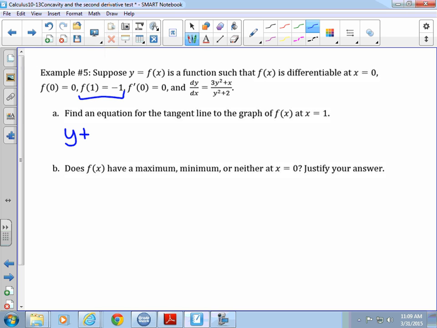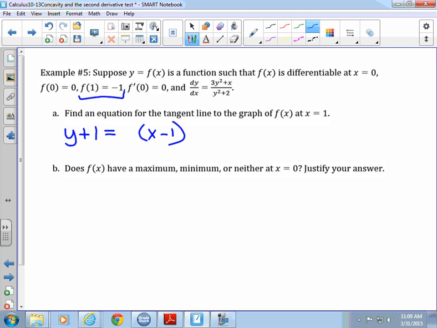So y plus 1 equals m times x minus 1. And I need the m. Well, does it just give me m for x equals 1? No, but can I find it? As dy dx, I do need to plug in both the x and the y.